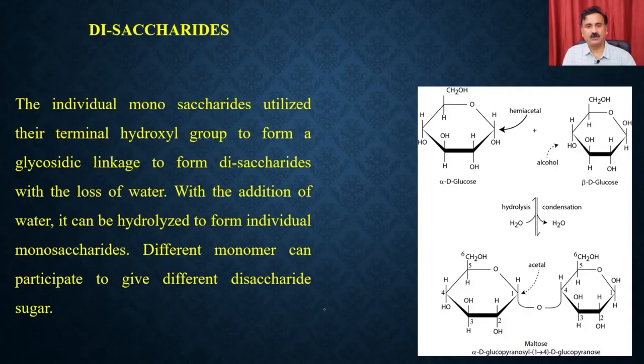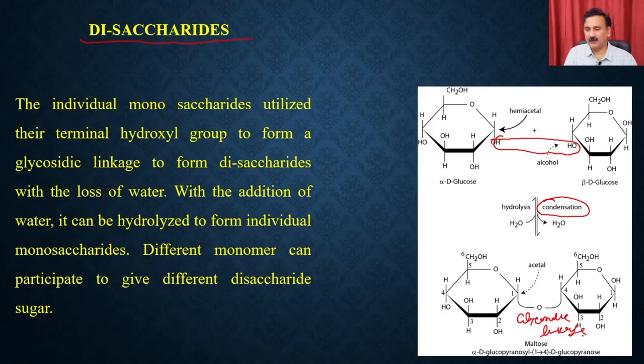Then the sugars can come together to form disaccharides. When you have two different sugars, you can have the hemiacetal formation on both sugars. What will happen is there will be a dehydration reaction, and because of that there will be a loss of a water molecule, and a linkage will be formed between this and this. This is called the glycosidic linkage.